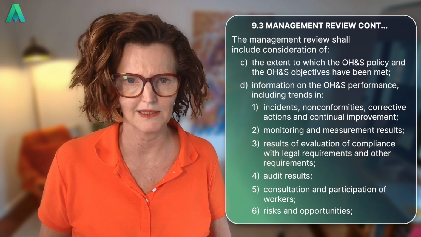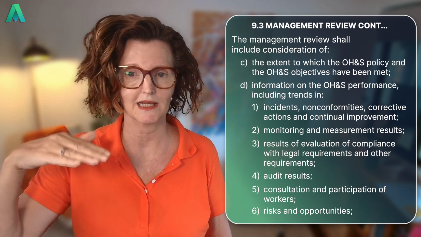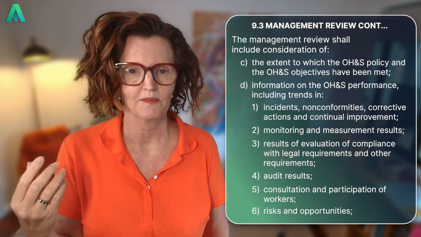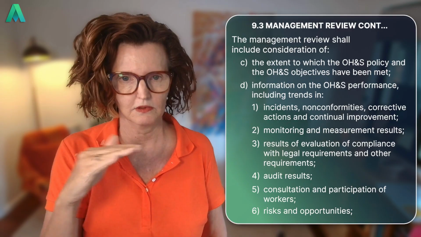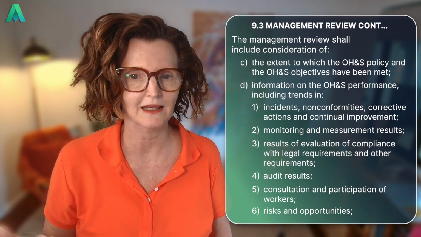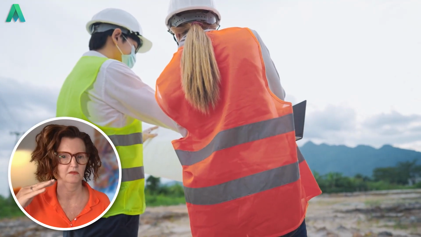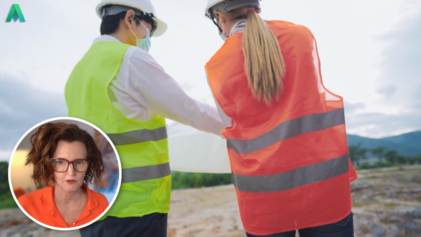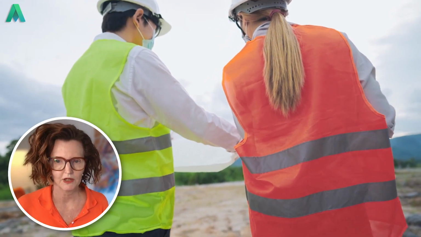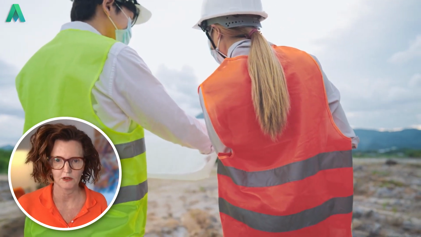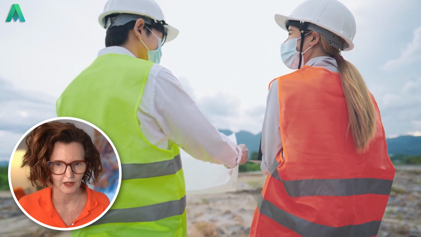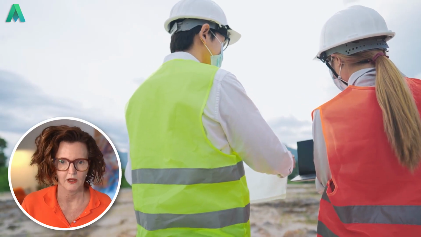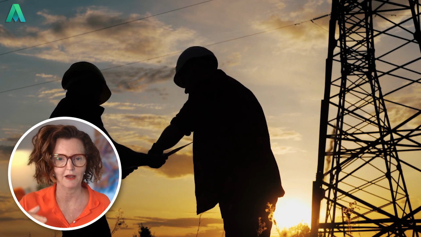So there's a bit sitting under this section D that talks about OH&S performance, including trends. Okay, so as I mentioned before, if you're conducting this as a management review meeting, you just simply go through your stats for this. How many incidents have occurred? How many non-conformities? What's the corrective action status? Your monitoring and measurement results on your OH&S system. So you might do site walkarounds, you might interview staff, you might do toolbox talks, like all of these operational tasks you have in place.